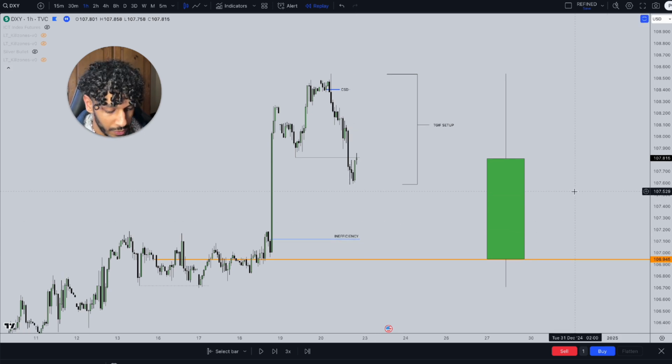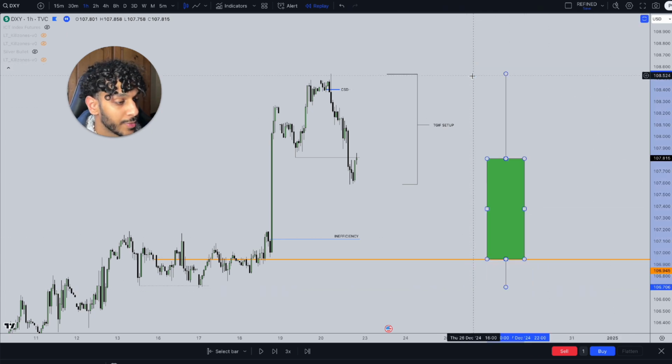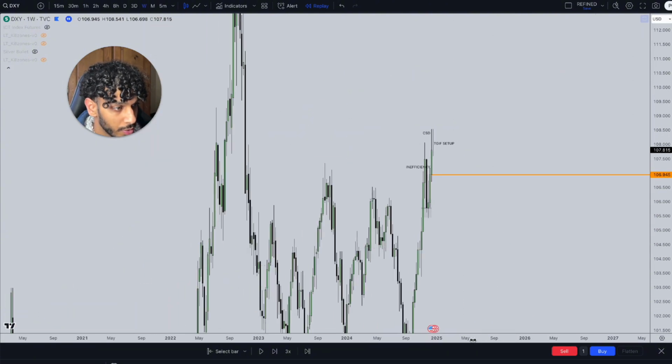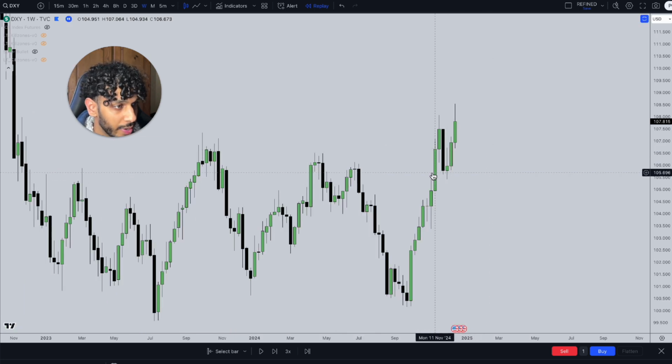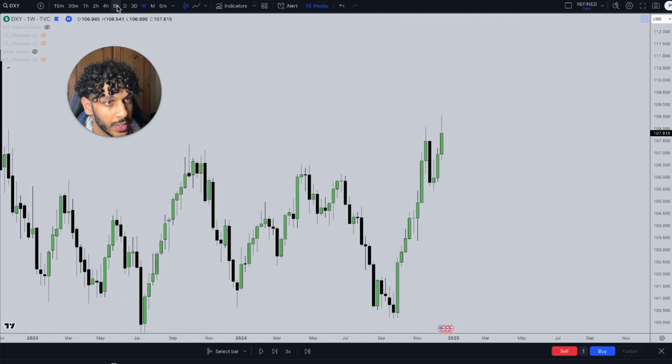So I'm going to show you 3 different confluences that I use to increase the probability. I normally start off with a top down, but I'm not going to go too in depth with this one. On the higher time frame, we have this weekly FVG that we've rejected from, and the target we were looking at was this high here, which got reached early in the week.